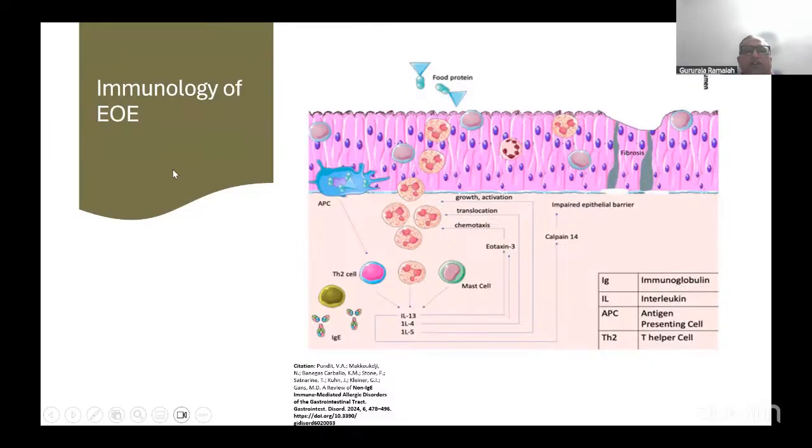So, the immunology of eosinophilic esophagitis. Here, this is a mixed IgE and non-IgE. The food protein enters, antigen presenting cell, Th2, involvement of eosinophils. There is mast cell involvement. There's involvement of inflammatory markers like IL-13, 4, and 5. There's growth, activation, and translocation of eosinophils. The most important mechanism here is the presence of eosinophils in the gut epithelium. So it can present as eosinophilic esophagitis, eosinophilic gastritis, eosinophilic jejunitis, all those. And it can lead to chronic things like fibrosis and many other clinical features.